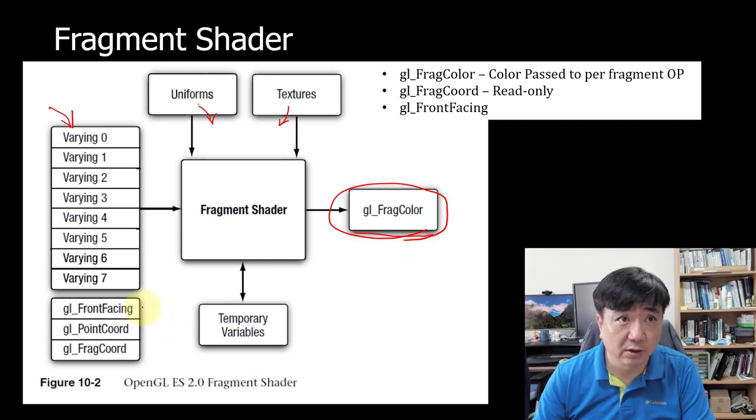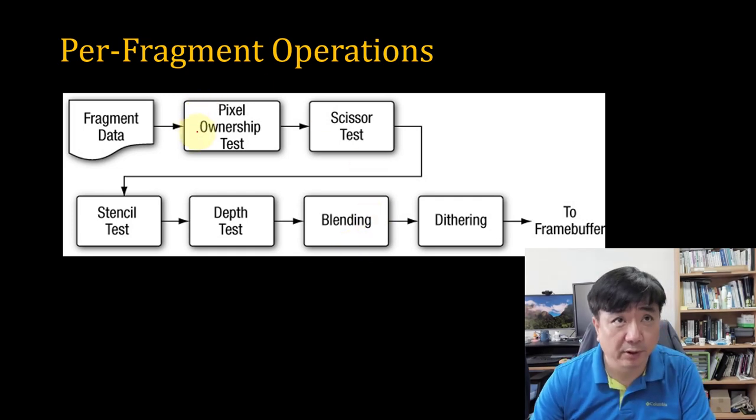And then there is another piece of information, gl_FrontFacing. gl_FrontFacing can be used to decide which is the back face and which is the front face. And then there are also gl_PointCoord and gl_FragCoord. Point coordinate is the coordinate of the point, and fragment coordinate is the read-only fragment screen coordinate. And then it is sent to per fragment operation.